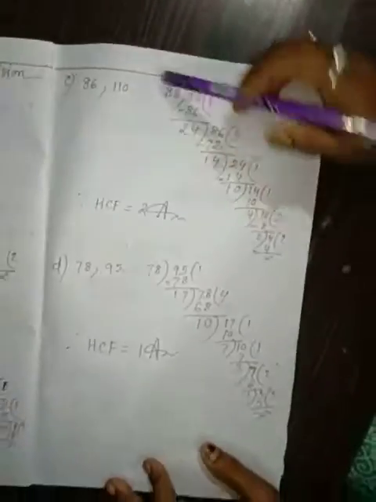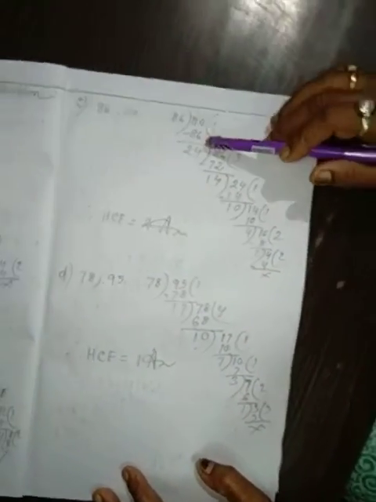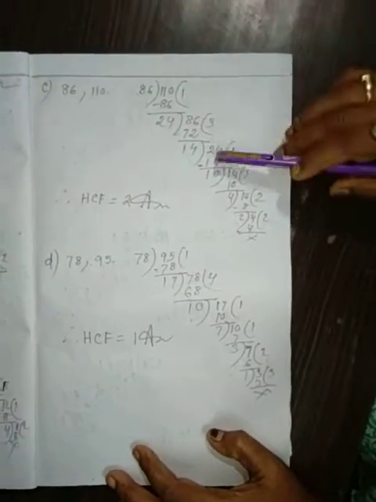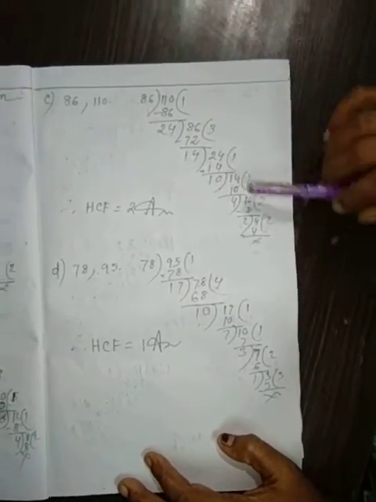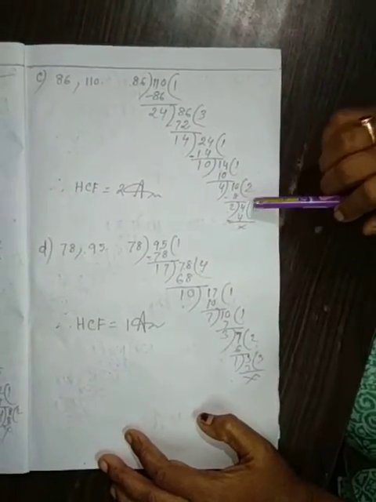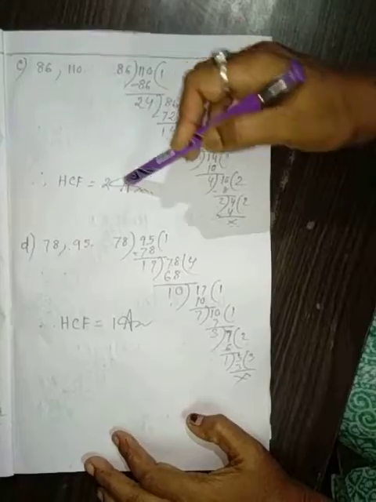Achha. C, 86 and 110. 86 times 1 is 86, 110 minus 86 is 24. 24 times 3 is 72. If we do minus, that is 14. 14 times 1 is 14, 10. 10 times 1 is 10, 4. 4 times 2 is 8, 2. 2 times 2 is 4. That is HCF equal to 2.